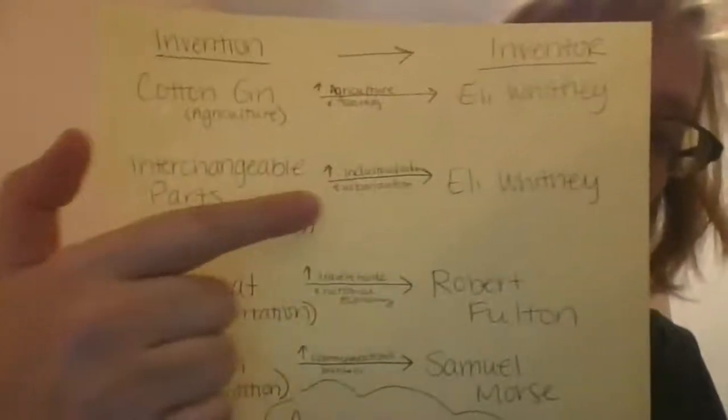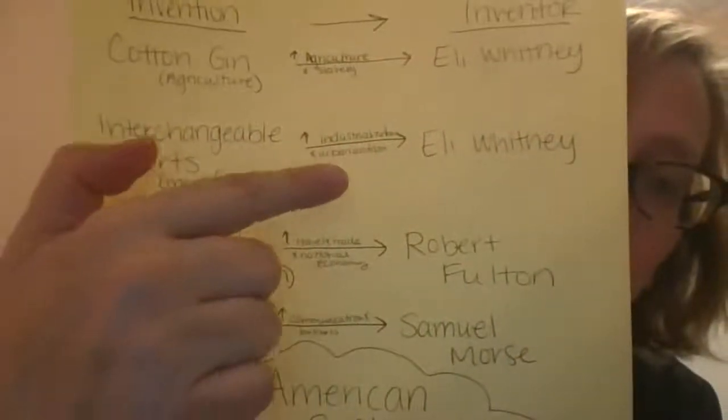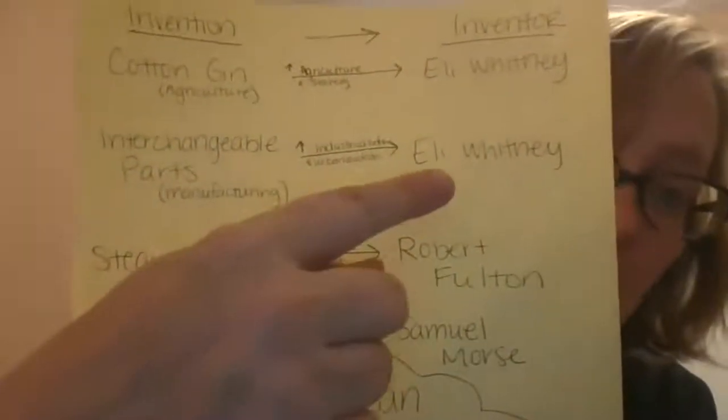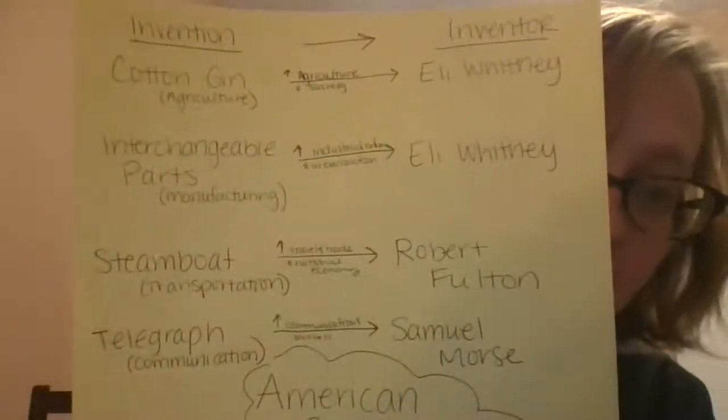But you need to know that urbanization happens in the North, because the North is where all the factories are. Urbanization does not happen in the South. It happens in the North where all the factories are. So you're going to have increases in industrialization, increases in urbanization, also invented by Eli Whitney.